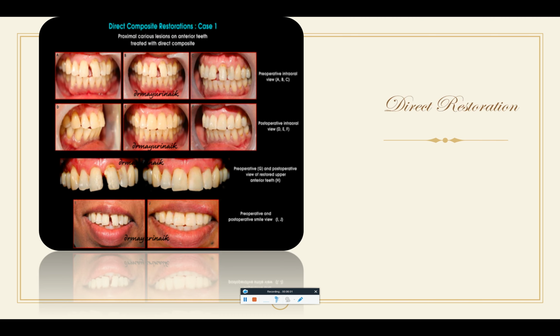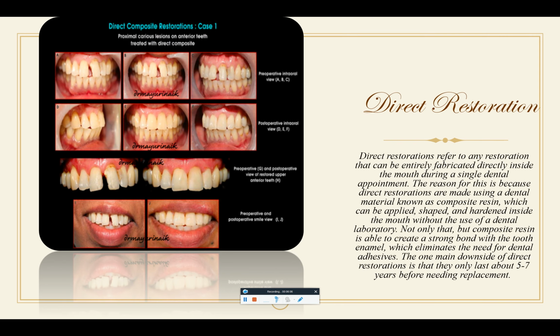Now, let's move to talk about the direct restoration. The direct restoration refers to any restoration that can be entirely fabricated directly inside the patient's mouth in a single dental appointment. In this case, we can use composite resin because it's more aesthetic and easy to fabricate. It's strong, has a great bond with the tooth structure, and can last about 5 to 7 years, or more than that, before we need to replace it again.